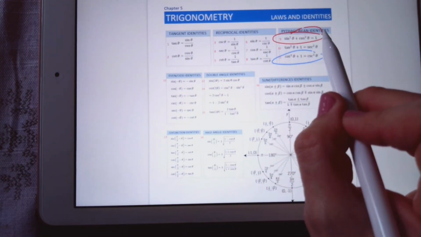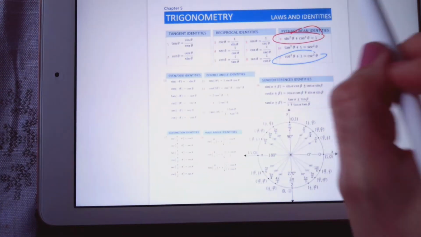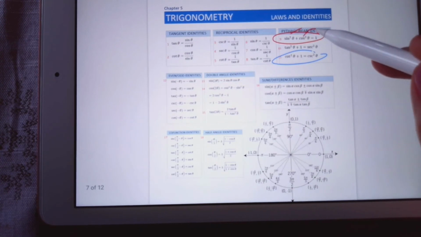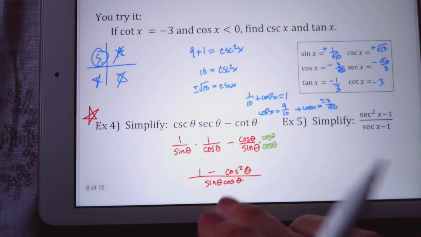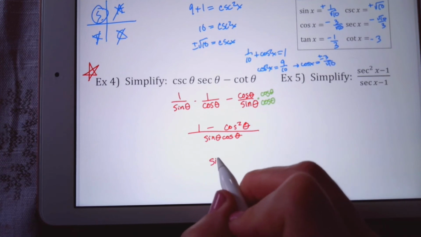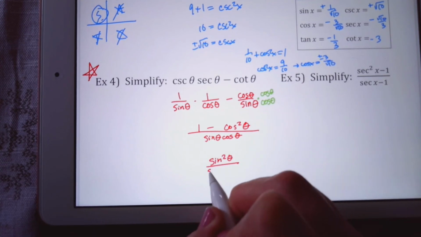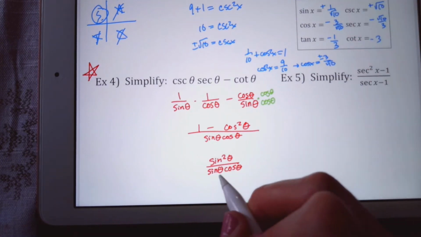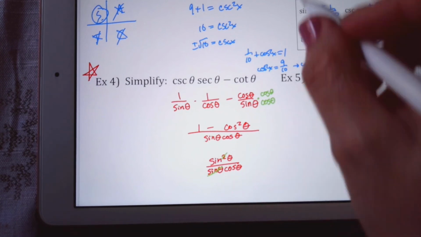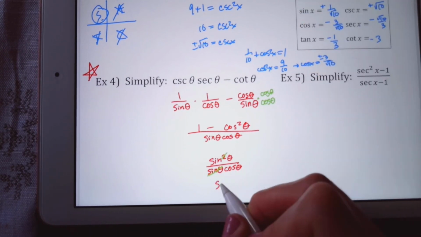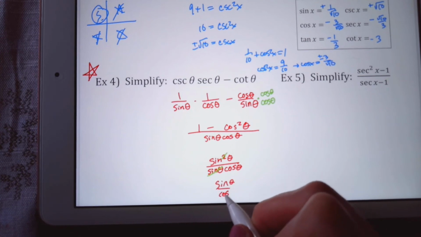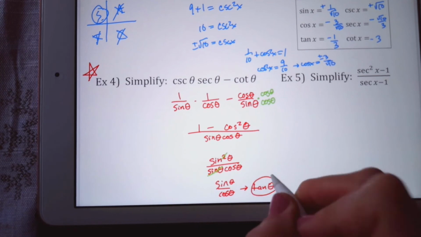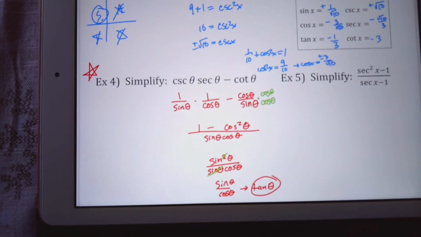1 minus cosine squared is going to be equal to sine squared. So let's make that replacement. The top can turn into sine squared, and the bottom is still sine and cosine. And now I can do something. Cancel, cancel. So I end up with sine over cosine. You could leave it like that, but basically you can say that it's tangent. And there you go. So that mess right there is equal to tangent.